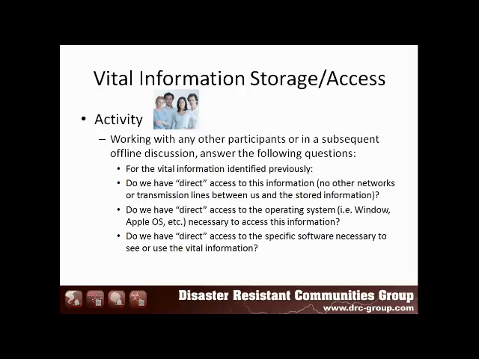Working with other participants or in a subsequent offline discussion, answer the following questions. For the vital information and systems that you identified previously, do you have direct access to this information? In other words, no other networks or transmission lines between you and the stored information. Do you have direct access to the operating system necessary to access the vital information identified? Do you have direct access to the specific software necessary to see or use the vital information that you've identified? You may pause the presentation while you have this discussion.